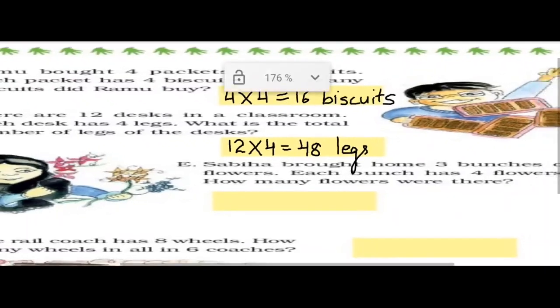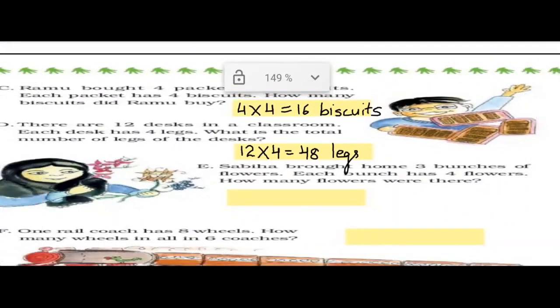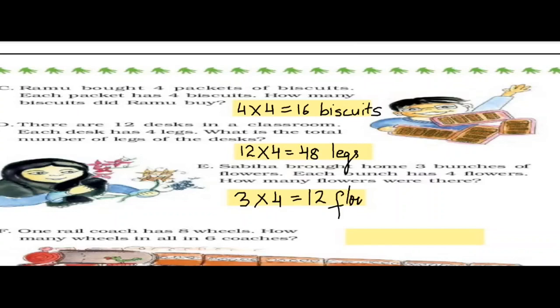Okay, so next: Sabina brought home 3 bunches of flowers. Each bunch has 4 flowers. How many flowers are there? So what will you do? You will multiply 3 times 4, because in each bunch there are 4 flowers and there are 3 bunches. So 3 4s are 12 flowers. So you will write 12 flowers.